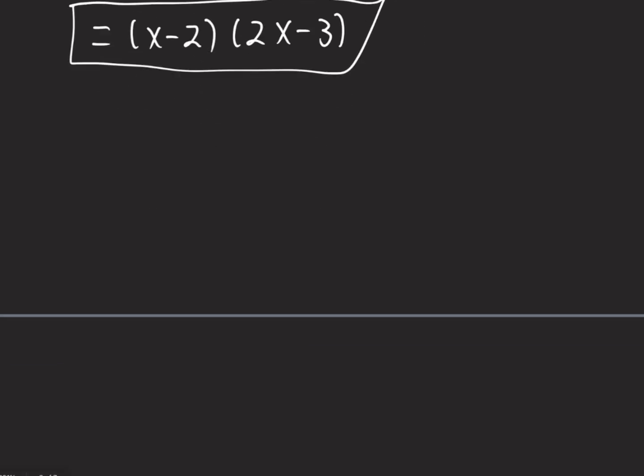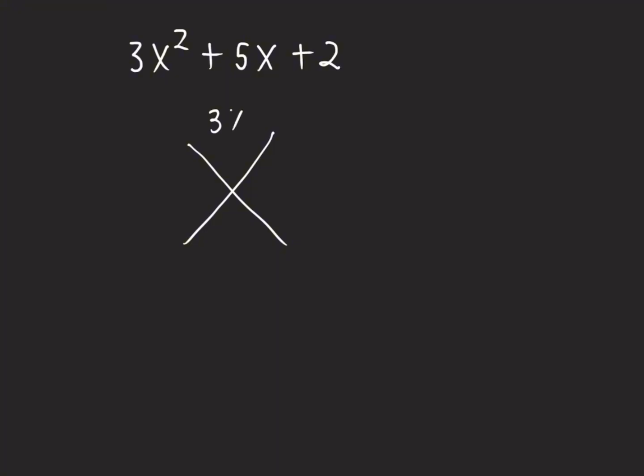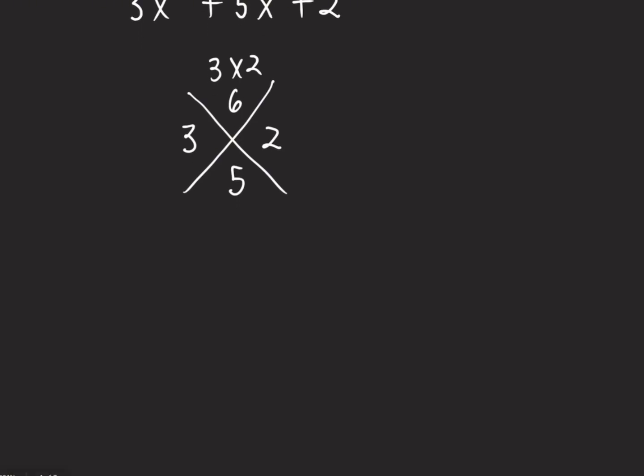Okay, so let's try one more question here. So we have 3x squared plus 5x plus 2. Okay, so once again, we've got to multiply our 3 and our 2, and we'll get 6. And in the bottom, we put our b term, which is 5. So now what are two numbers that multiply to 6 and add to 5? Well, 3 and 2. All right, those multiply to 6 and add to 5.